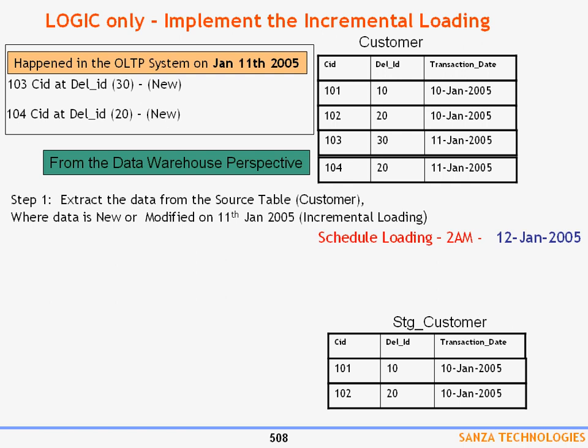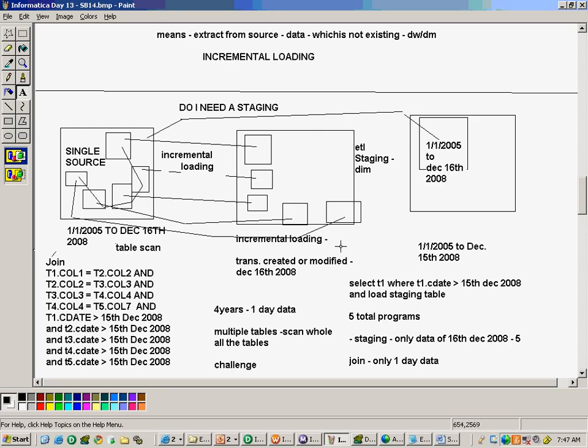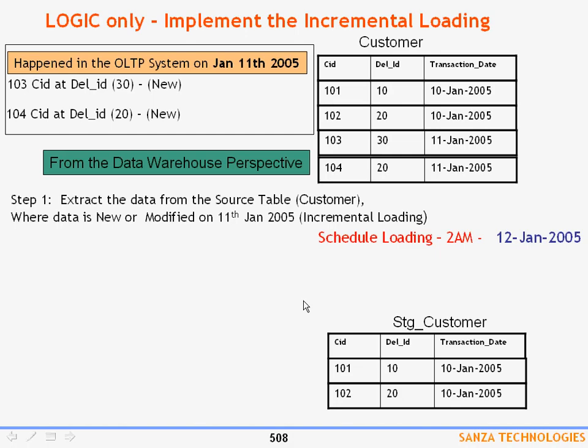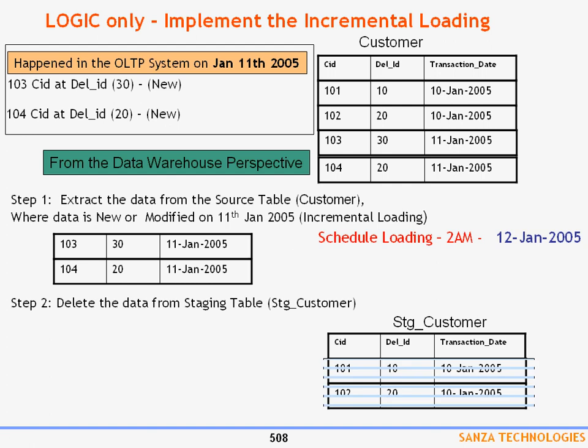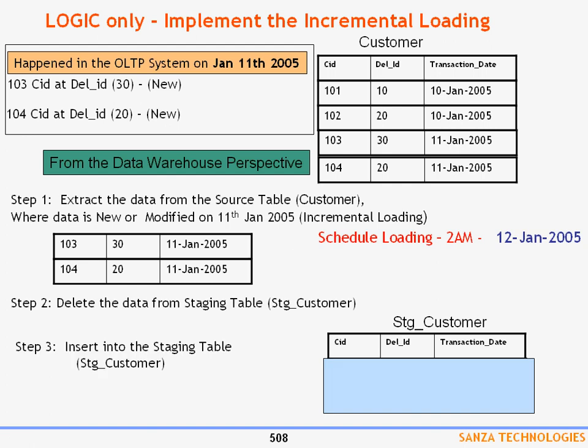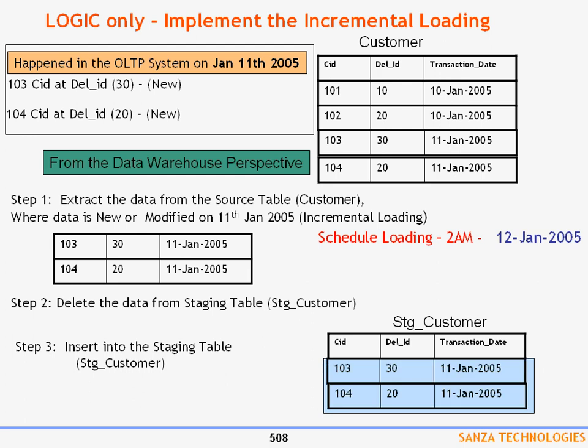That is the record which was created or modified. How will I know which record was created or modified? I have a field called transaction date. Based on that field, I know that record is being created or modified, and on which date it was created or modified. So 11th January data, I will extract it. Before I load the data, I delete the data in my staging customer table and insert into the staging table. This is called incremental. You are taking only the data which is required.